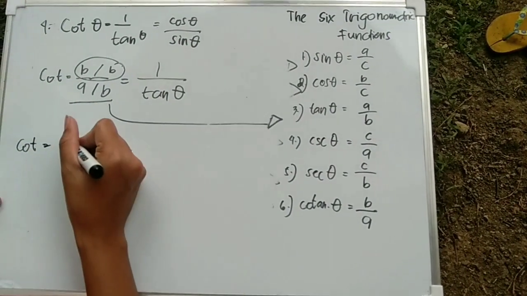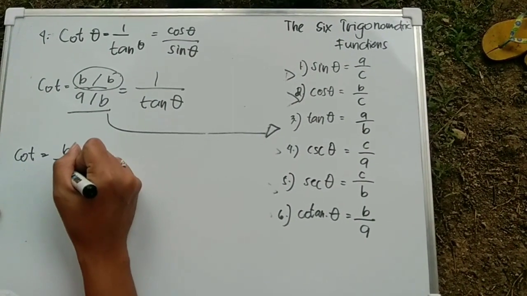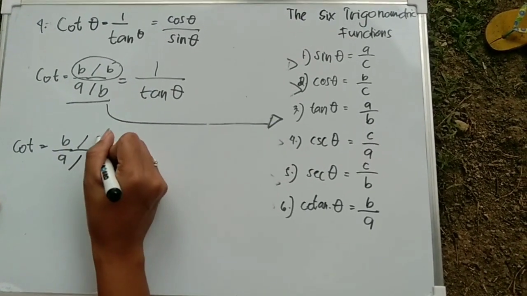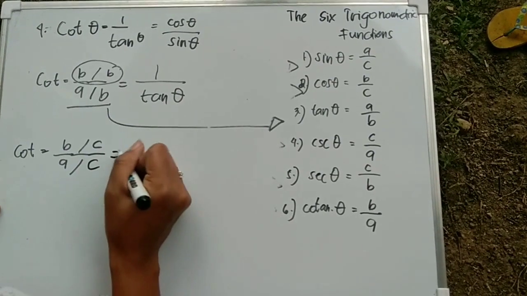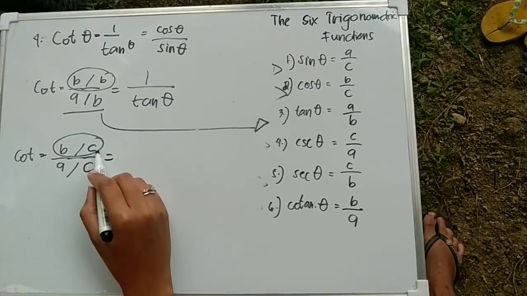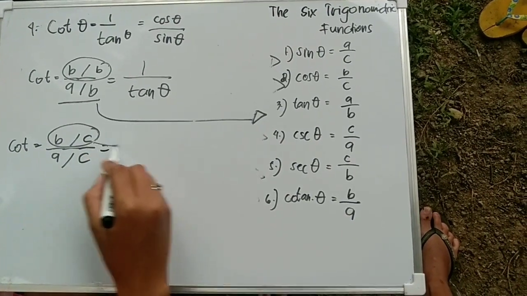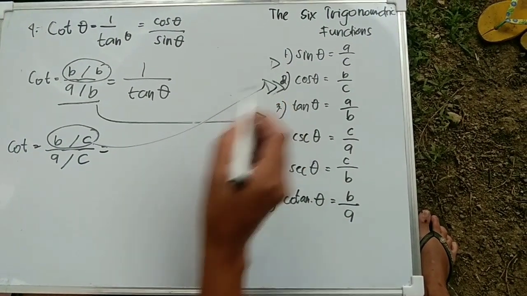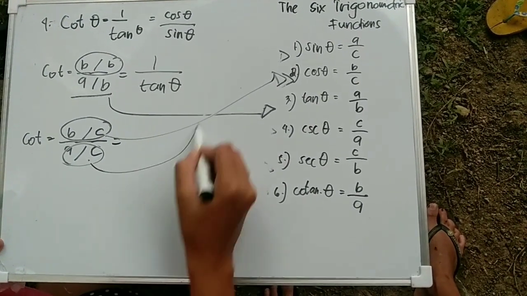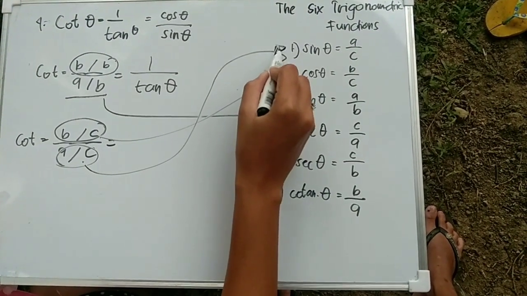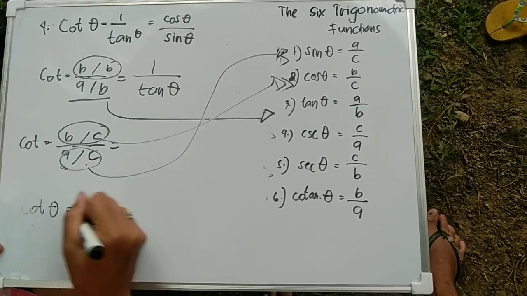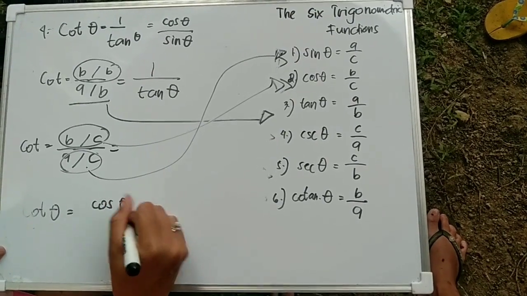And to get cosine theta over sine theta, we have cotangent theta is equal to B over A and divide both by C. And B over C is equal to cosine theta, and A over C is equal to sine theta. So that is why cotangent theta is also equal to cosine theta over sine theta.